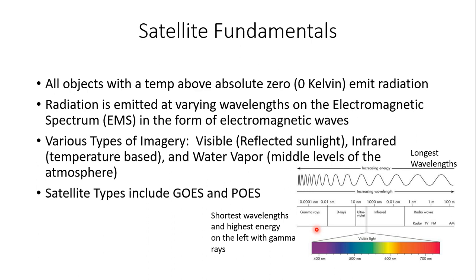Now, there's various types of weather satellite imagery out there. There's visible imagery, which relies on reflected sunlight. With visible imagery, you need that sunlight to be reflected off the clouds to really get a good image. And therefore, visible imagery is only going to be available during daylight hours when the sun's out.